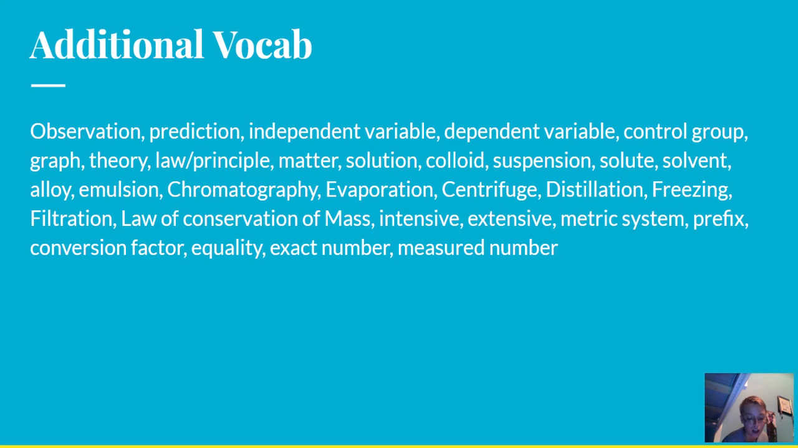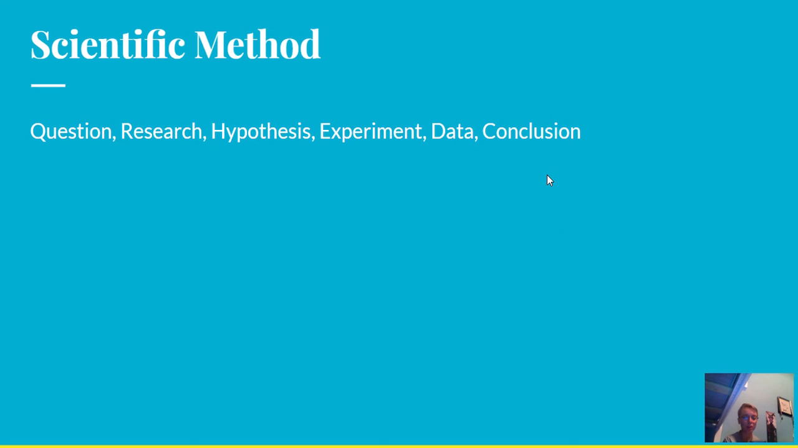Conversion factor, a number used to change one set of units to another by multiplying or dividing. Equality, an expression of quantity into different units. Exact number can only be expressed in one way and cannot be simplified any further. And measured number, numbers with a value that is not exactly known due to the measuring process. Now that vocab's out of the way, we can start.